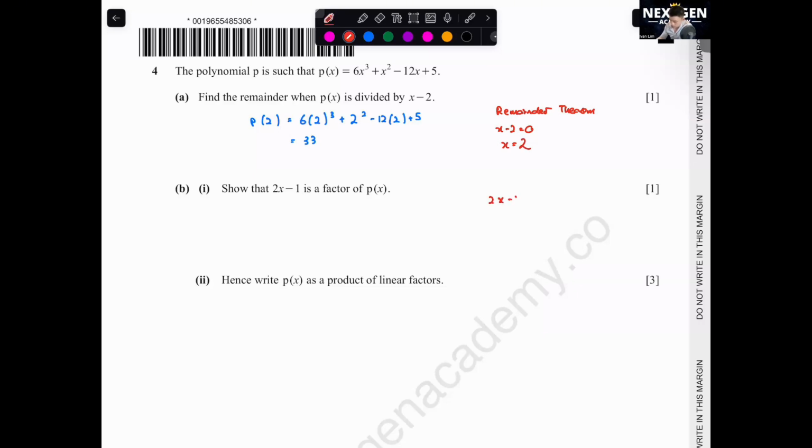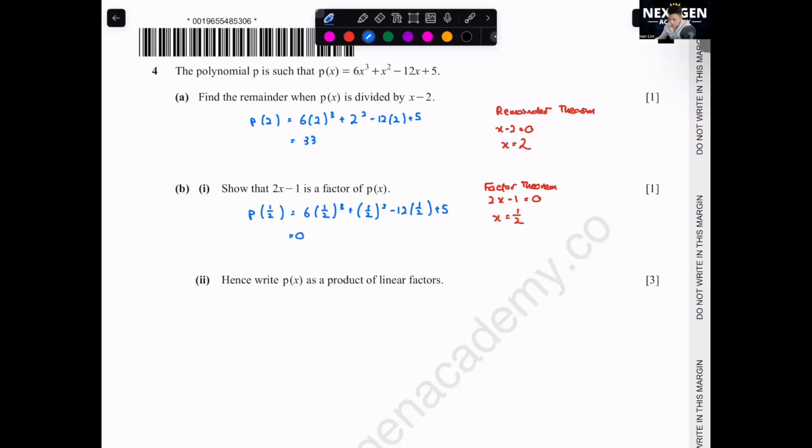Next one, show that 2x minus 1 is a factor of P(x). So you're going to sub in x equals 1 over 2 into the x value. P(1/2) is 6 times 1 over 2 cubed plus 1 over 2 squared minus 12 times 1 over 2 plus 5. This is called factor theorem. Factor theorem is we want to prove when you sub in the x value, it'll be equal to 0. So this one is proven.